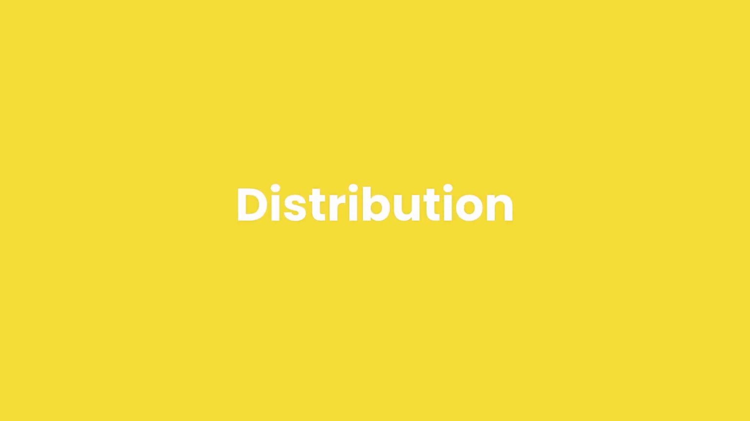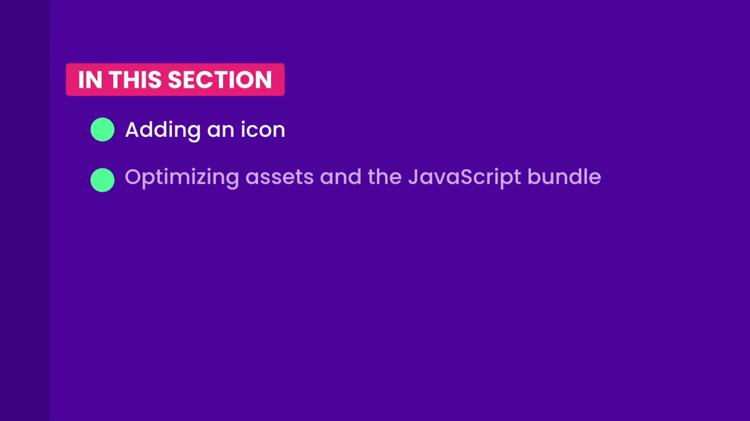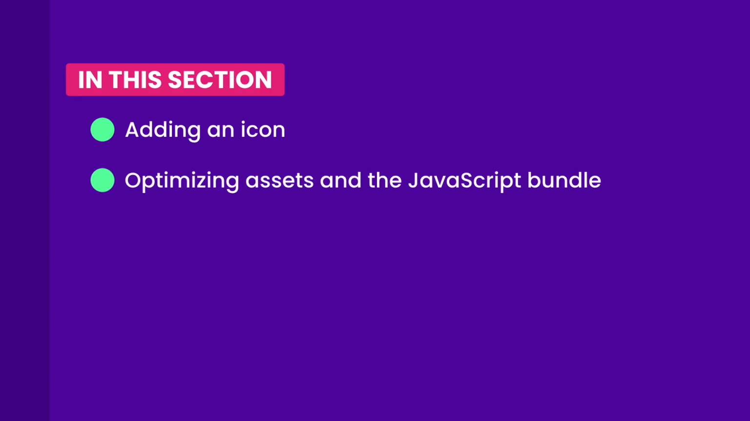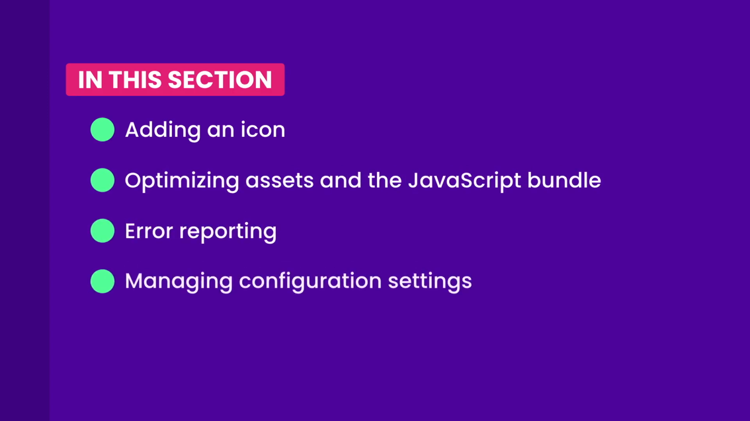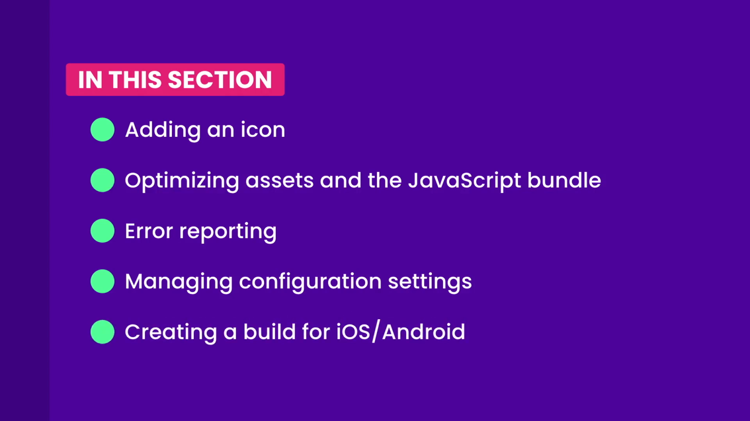We have reached the last section of the course. In this section, you will learn how to prepare and distribute your app to real devices. We'll talk about adding an icon, optimizing the assets and the JavaScript bundle, error reporting, managing configuration settings across different environments, and finally creating a build for iOS and Android. I will also show you how to submit the iOS app to the App Store. Unfortunately, I don't have this experience with Google Play Store, but the process should be similar. I've added a couple of links for you to read and figure this out on your own. Now let's jump in and get started.